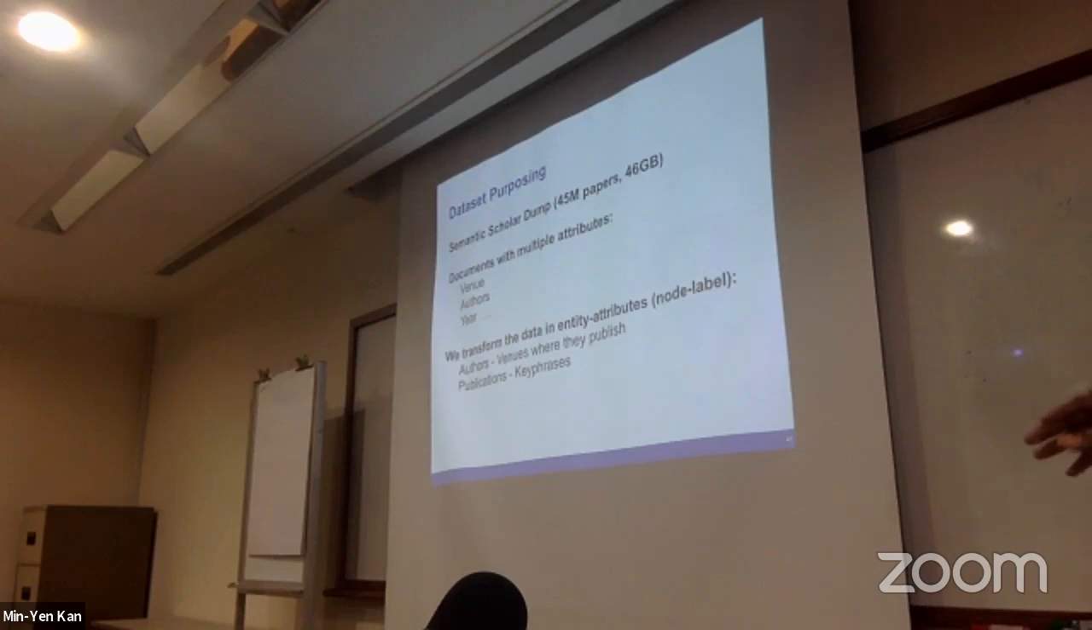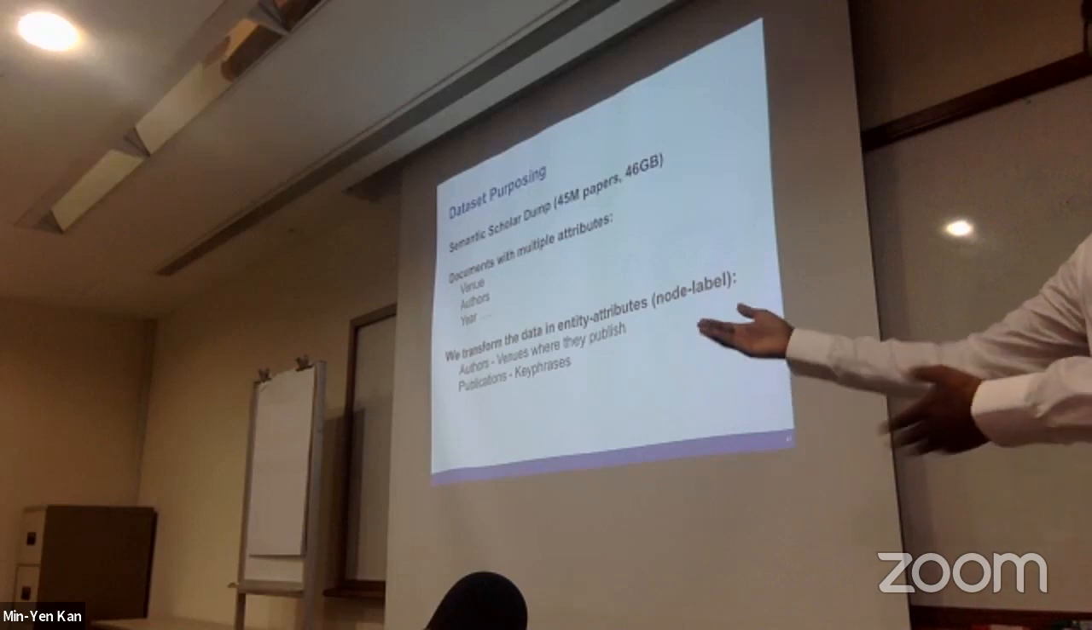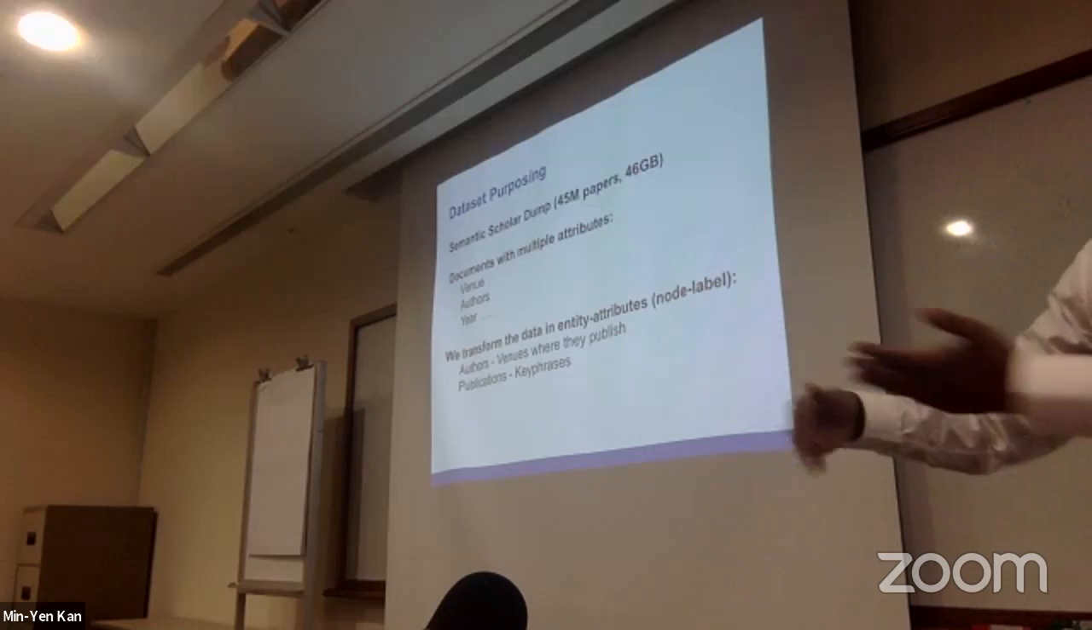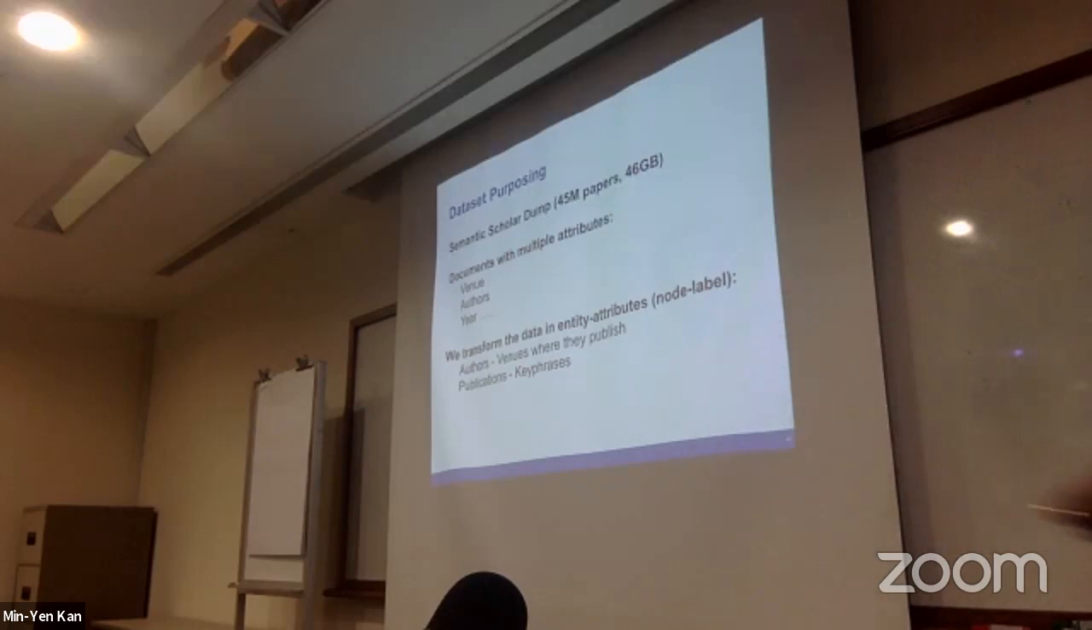To deal with this problem, we take the Semantic Scholar dump and convert it into the form of features and labels. As we discussed, we want two kinds of nodes: one is the author node and one is the publication node. The publication node is fairly available. For the author node, we need a certain kind of label as well. The label for the author node is the venue where the authors publish. And for the publication, the labels are key phrases, because ultimately we want to do key phrase extraction. So these are our two entities and these are our two labels.